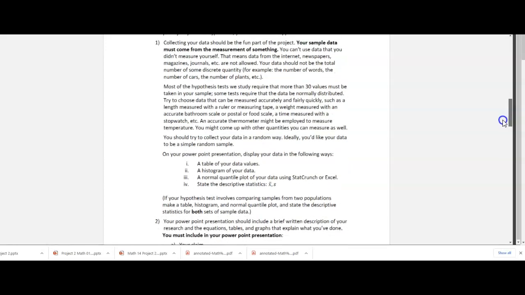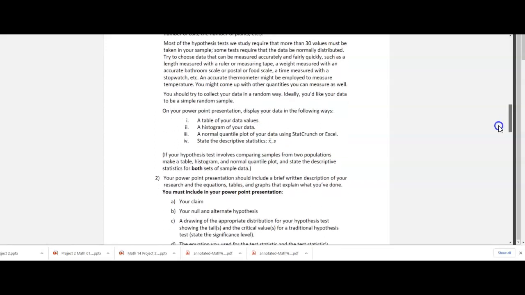On your PowerPoint presentation, display your data in the following ways: a table of your data values, a histogram of your data, a normal quantile plot of your data using StatCrunch or Excel, and state the descriptive statistics, meaning the sample mean and the sample standard deviation. Now, if your hypothesis test involves comparing samples from two populations, make a table, histogram, and normal quantile plot and state the descriptive statistics for both sets of sample data.